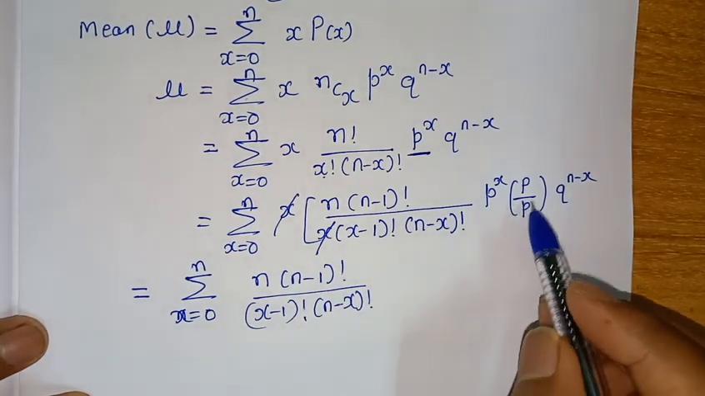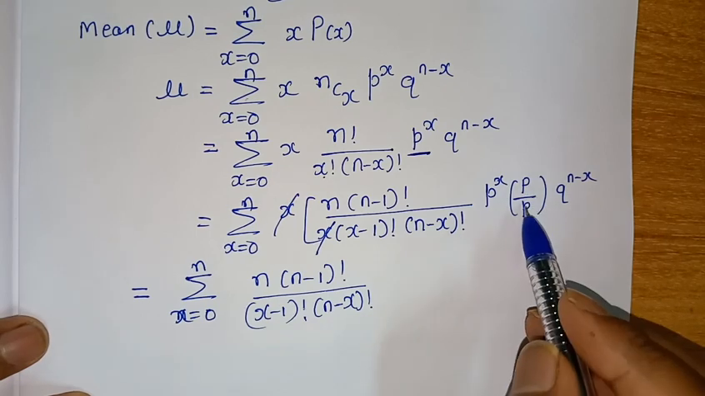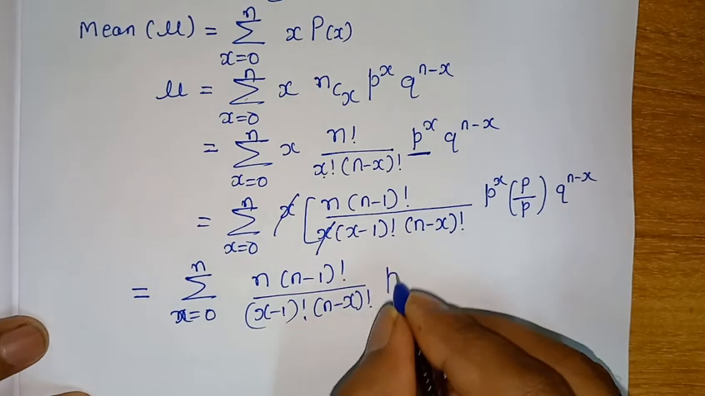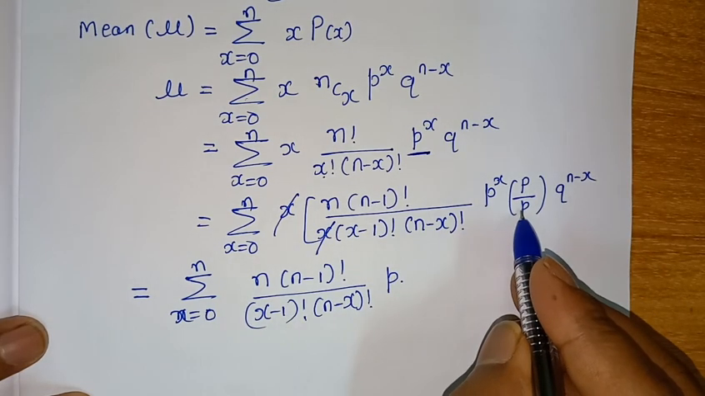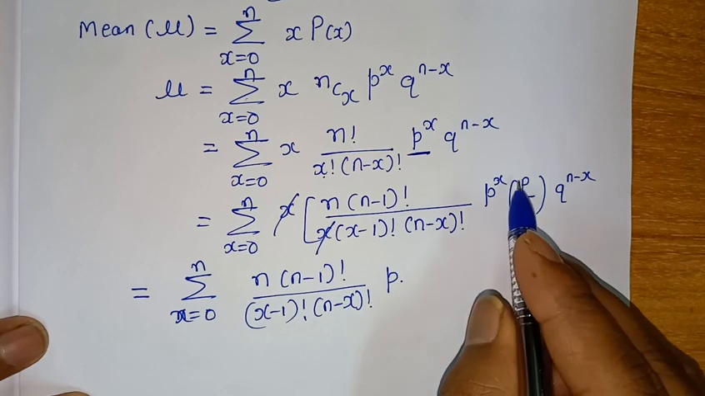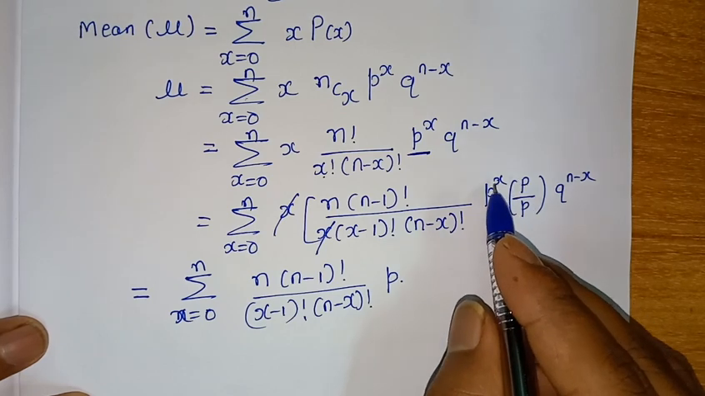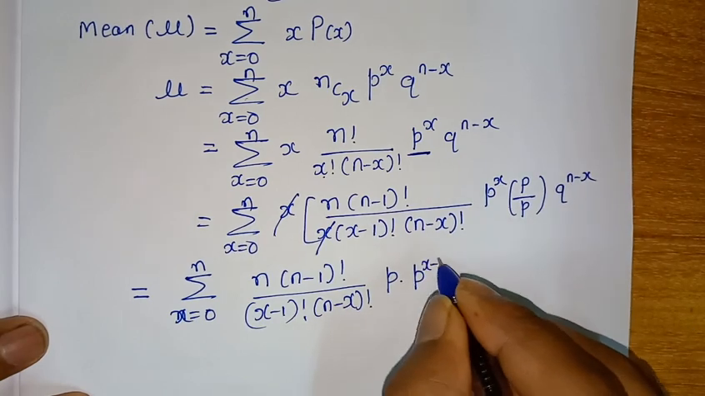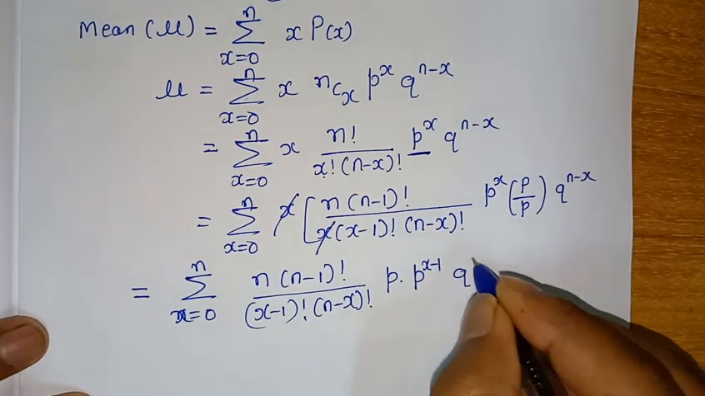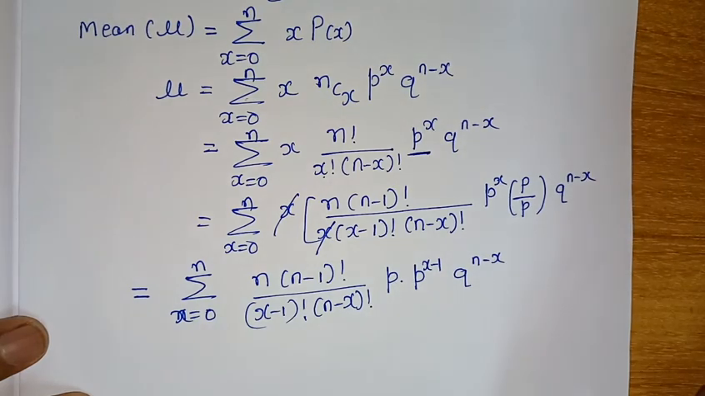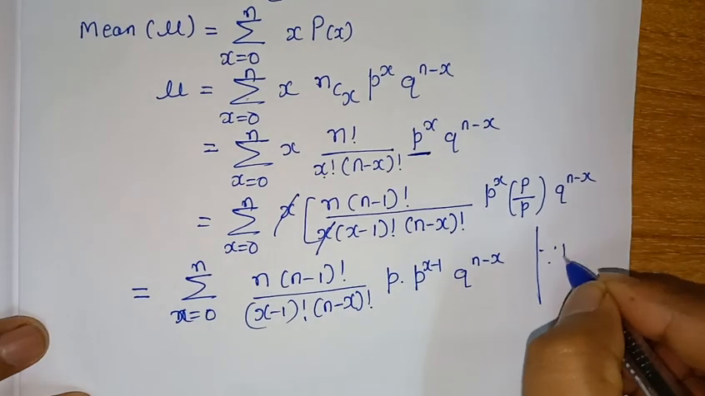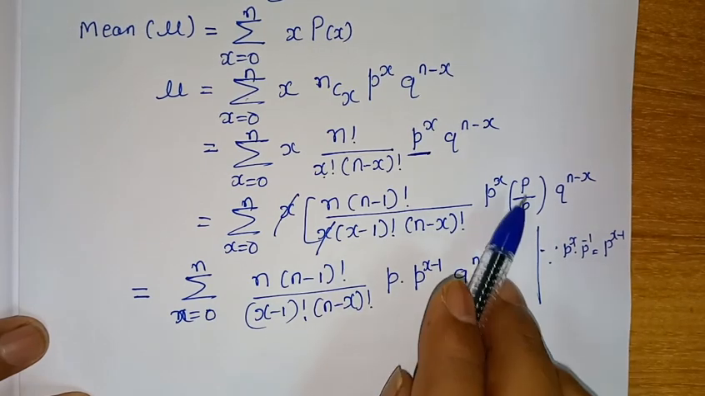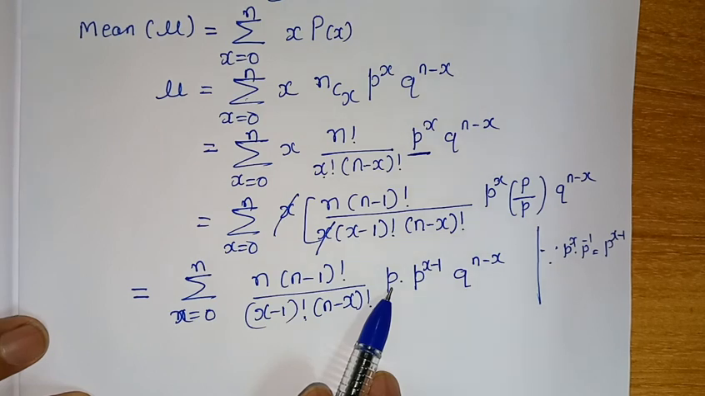Here I have divided and multiplied the p term, so this denominator p goes to the numerator. The numerator p will be as it is. When the denominator comes to the numerator, it is p power minus 1. P power minus 1, p power x: when bases are same, we can add the powers. So it becomes p power x minus 1 into q power n minus x, because p power x times p power minus 1 is p power x minus 1. The numerator p I have kept as it is.